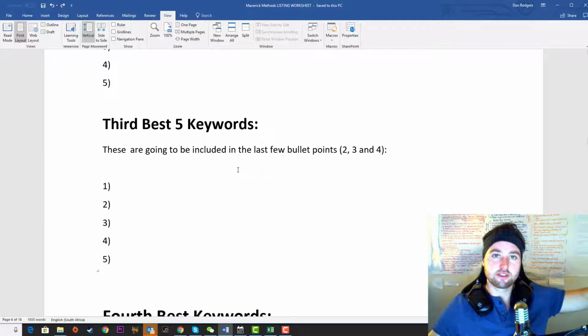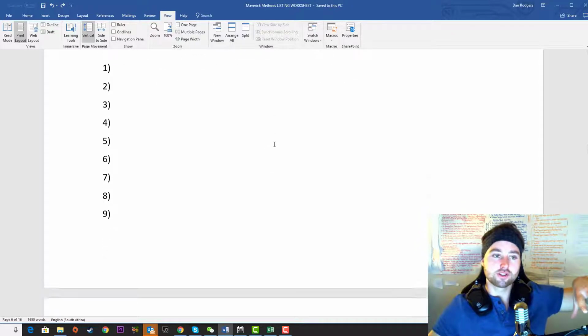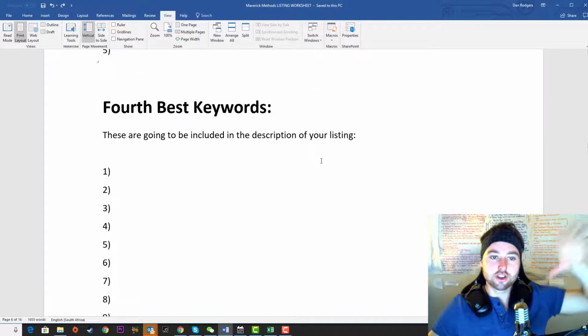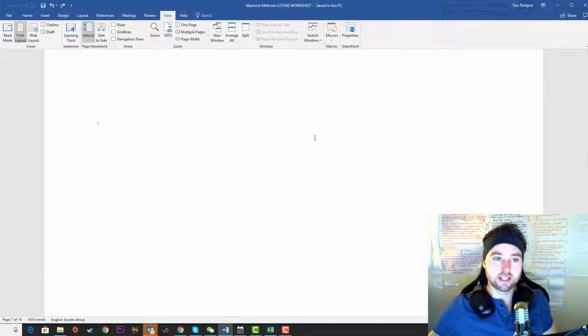Then the third best 5 keywords go into the last bullet points. And the fourth best keywords, we've got a list of 10 here, are going to go into the product description, which we'll get to just now. Backend keywords we're going to do at the end.